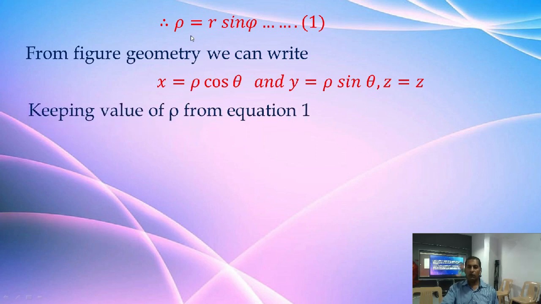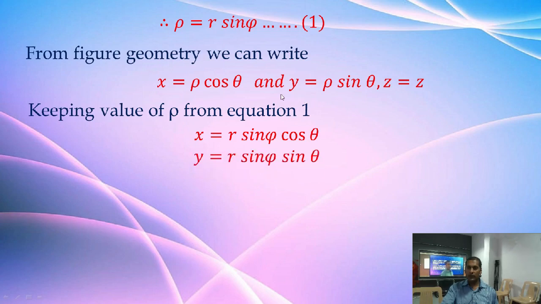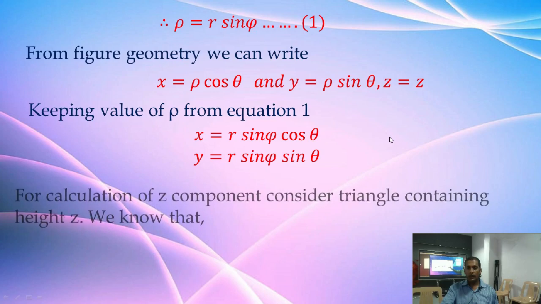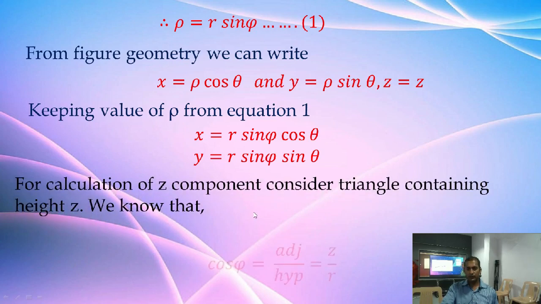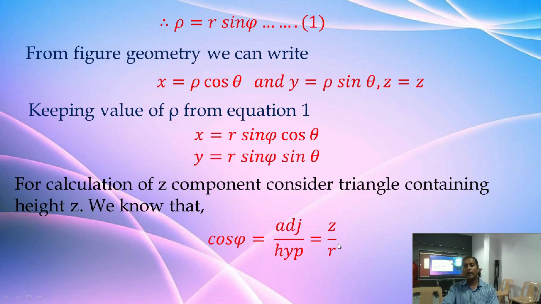So keeping the value of rho from this equation 1, we will get x equal to r sine phi cos theta. If we keep it here, we will get y is equal to r sine phi sine theta and z is as it is. So from the same figure we can also say that cos of phi is equal to adjacent side by hypotenuse, which will be equal to z by r. So from here we can say z is equal to r cos phi.